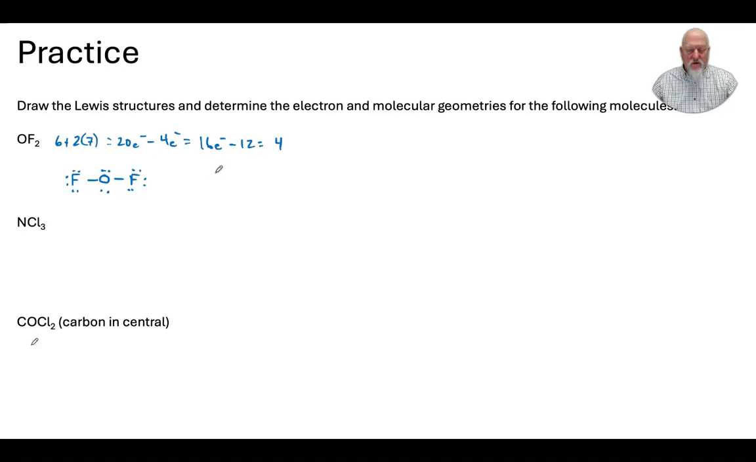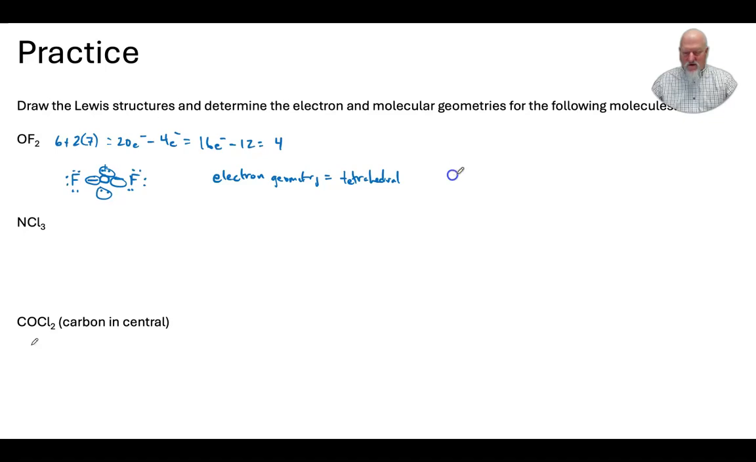Okay, so if we want the electron geometry, we count the total electron groups around the central atom. So oxygen's our central atom. We see we got 1 lone pair, 1 bond, another lone pair, another bond. So we got 4 electron groups around the central atom. When there's 4 electron groups, it takes the shape of a tetrahedral. It's tetrahedral.